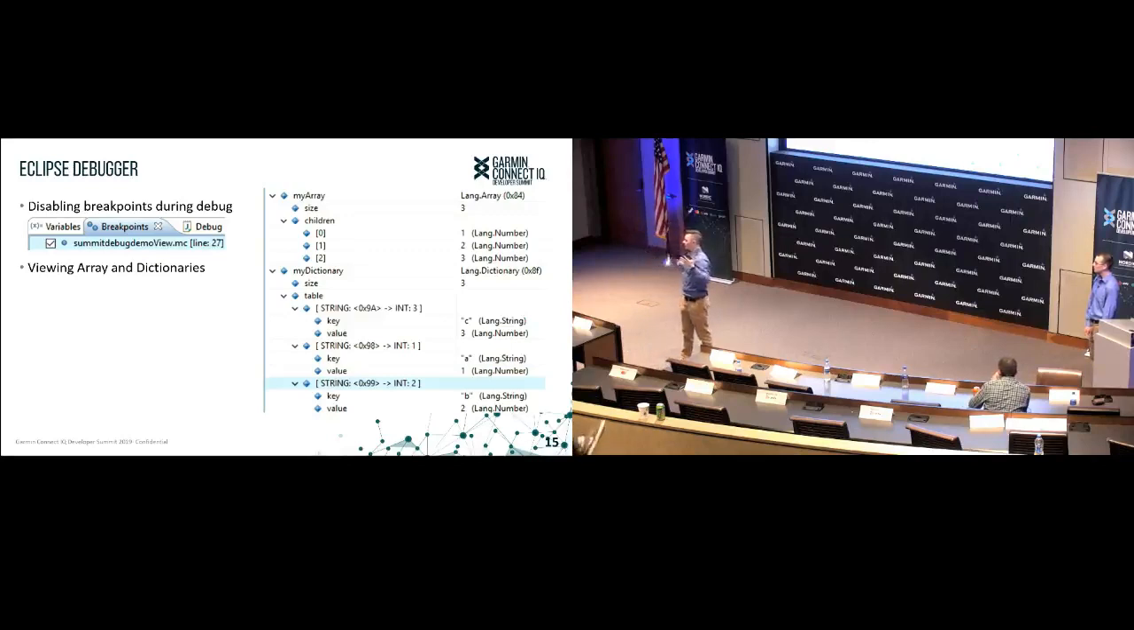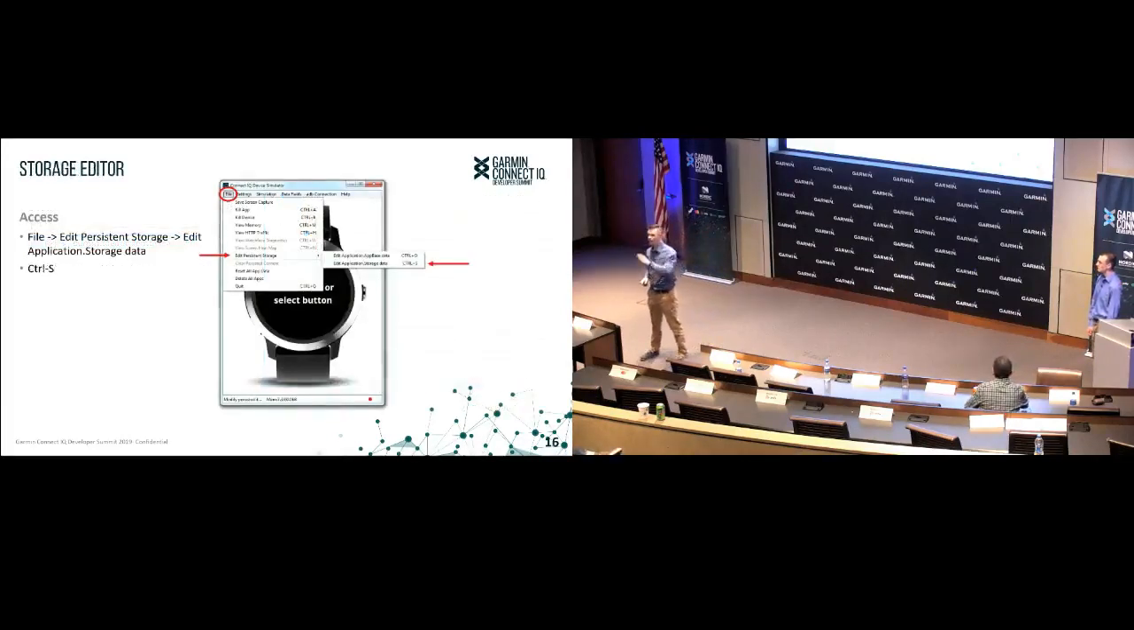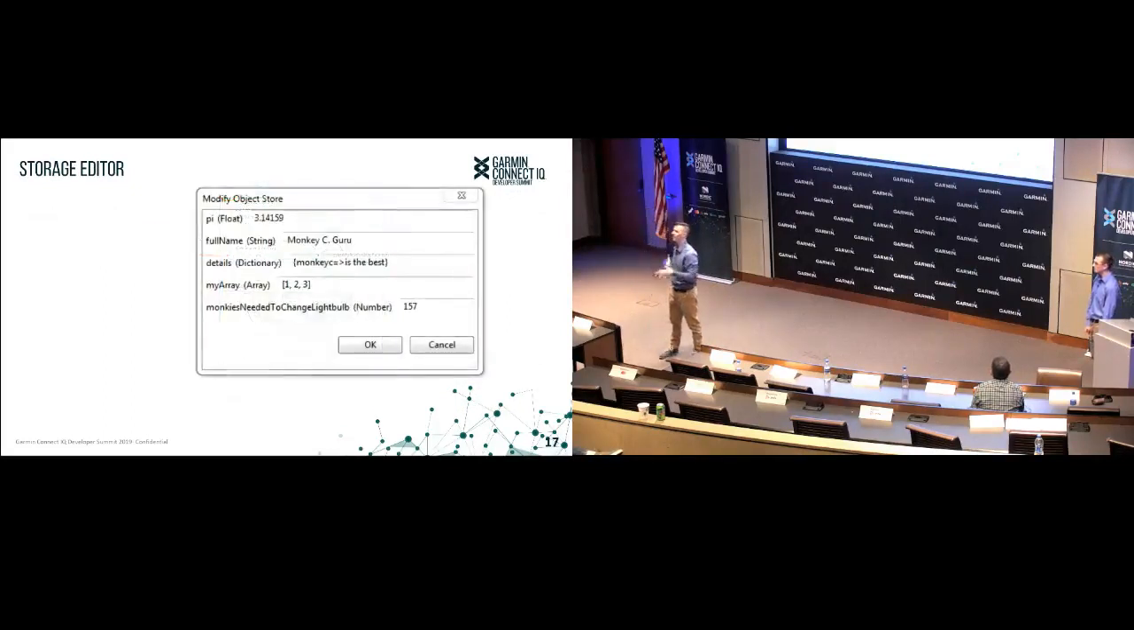Well, Jeff, what if my problem isn't in some memory, it's in something I've saved to the device? Well, we have something for that too. It is our storage viewer. In the simulator, hotkey Control S, you can open up the storage editor, which will show you a key value pair of everything that you've saved using the device storage. So on the left, we have keys, and on the right, we have values.